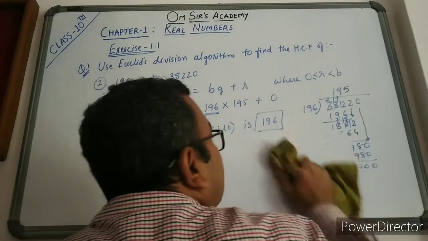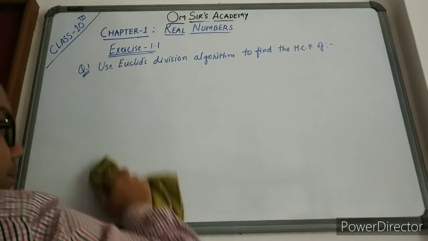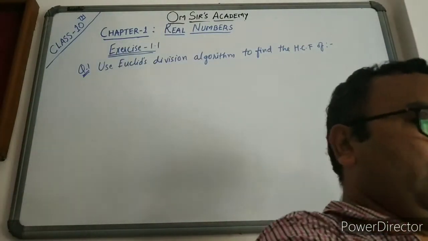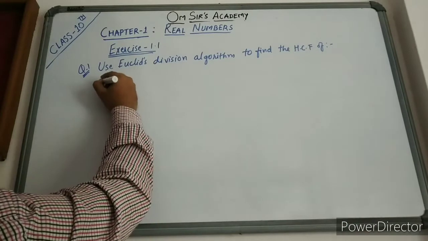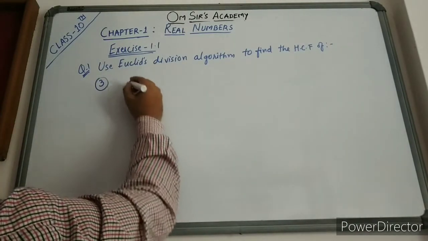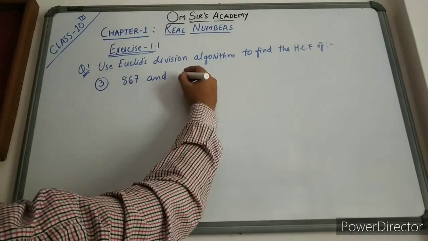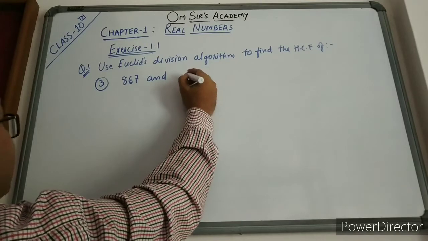Let us proceed with the third sum of question 1. In the third sum, you have to find the HCF of 867 and 255.